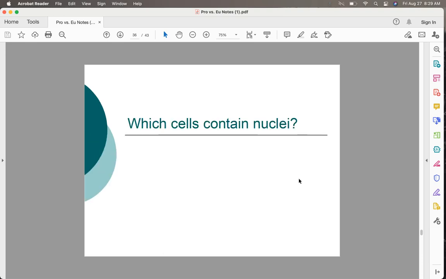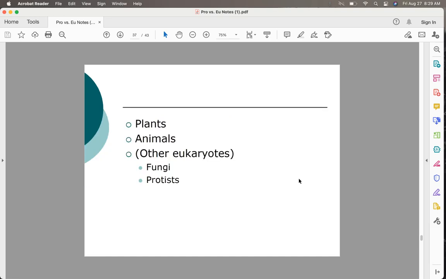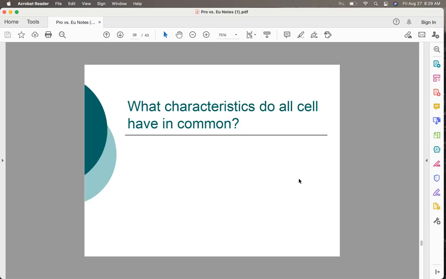Which cells contain nuclei? That's our eukaryotic cells, because eukaryotic means true nucleus. Plants, animals, fungi, and protists, all eukaryotes. What characteristics do all cells have in common? Do you remember?